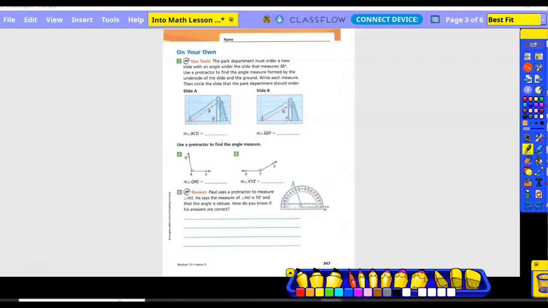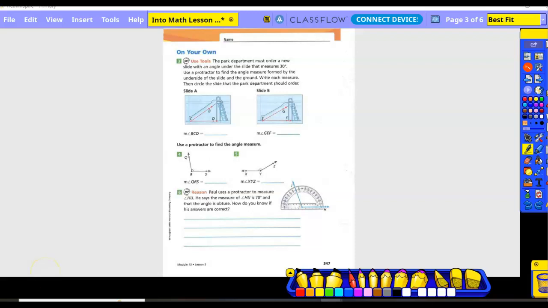On your own, number 3, use tools. The park department must order a new slide with an angle under the slide that measures 30 degrees. Use a protractor to find the angle measure formed by the underside of the slide and the playground. Write each measure, then circle the slide that the park department should order. We're going to use our papers to figure out which one has our 30 degrees.